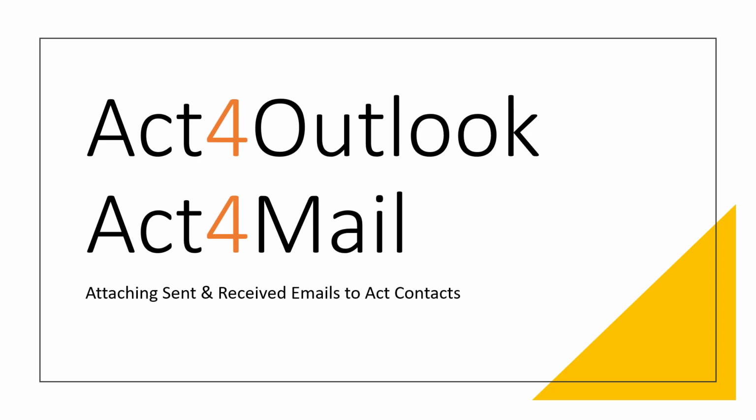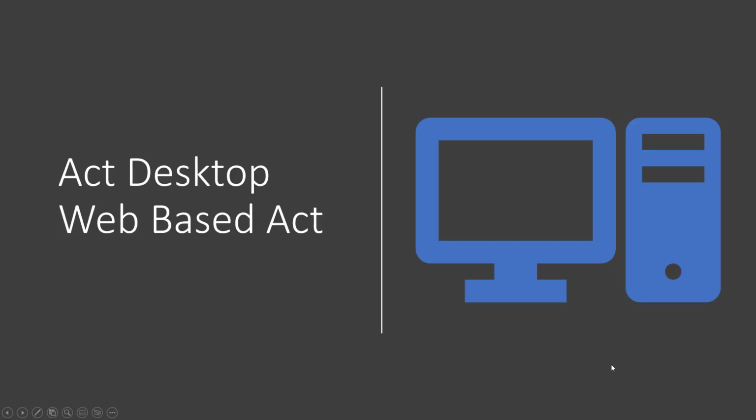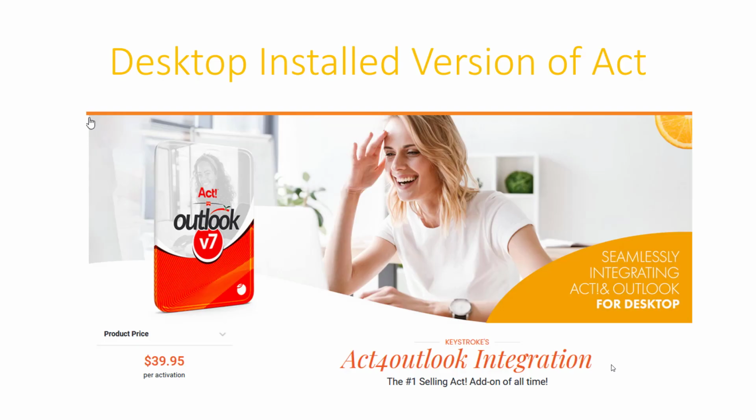So many years ago, the good people at Keystroke developed a tool called Act4Outlook. But through time, and as the relevance of Act in the cloud became more of a fixture, they also created a second product called Act4Mail. And the difference between the two is really very simple. Act4Mail works with the web version, and Act4Outlook works with the Act desktop version. That's all it is. That's the distinction between the two.